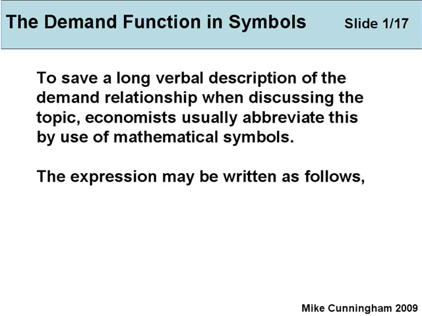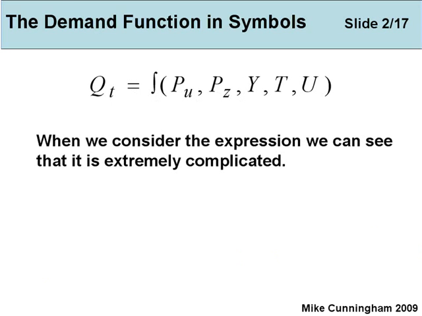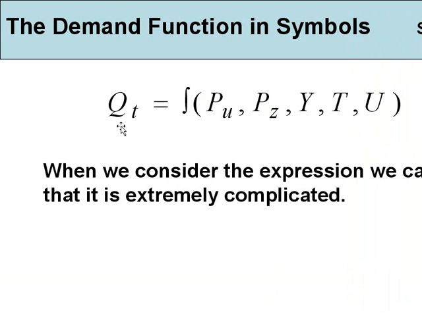To save a long verbal description of demand relationships, economists usually abbreviate these using mathematical symbols. This shouldn't be intimidating. It's just a quick way to use shorthand. It may be written in that format, and this is the one we had earlier. We have the quantity demanded per unit of time, which is dependent upon the price per unit, the price of related goods, income, tastes, and other factors. Could be the weather, or something unique to the product, something we haven't generally come across.